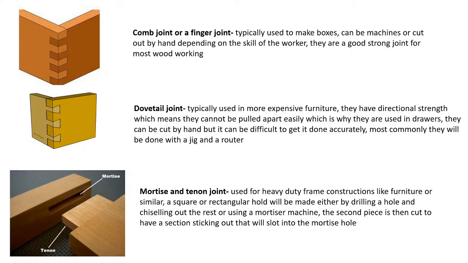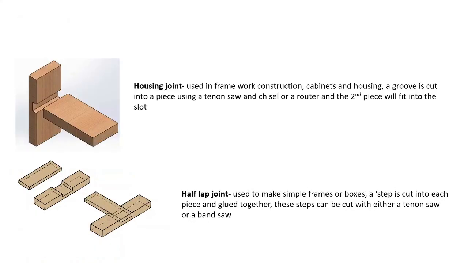So the mortise is the actual hole itself. The tenon is the bit that slots into it. That typically will be cut out with either a tenon saw or a bandsaw. It gives you quite a big surface area. So glue on both sides, clamp it together, very, very strong. And there's no set size for your mortise and tenon joint. It depends on the piece that you're trying to do. But like I say, a very, very strong joint.